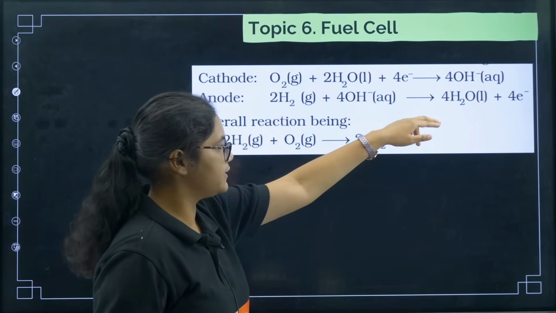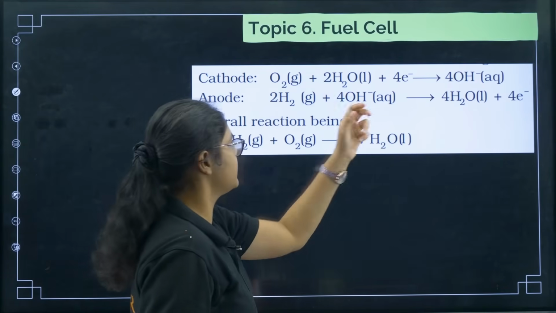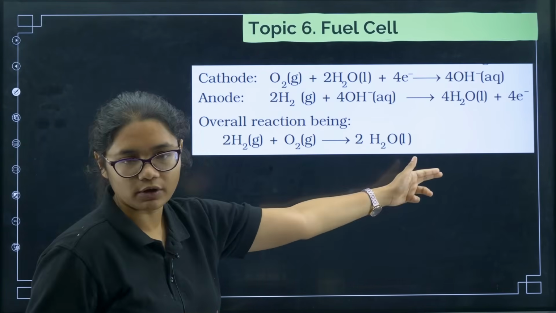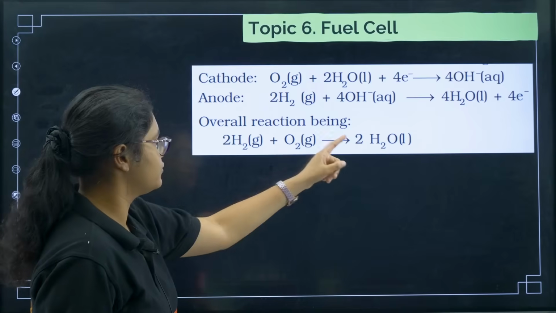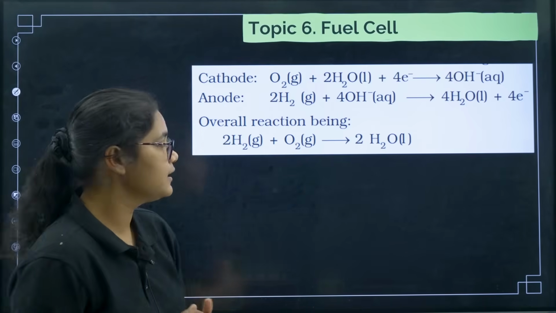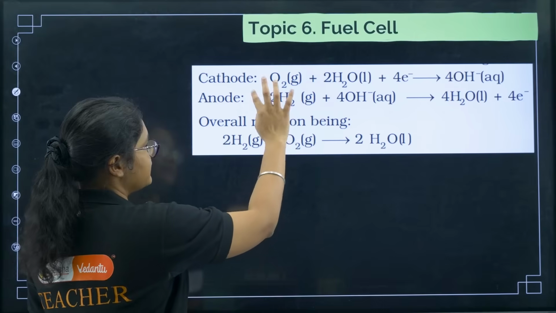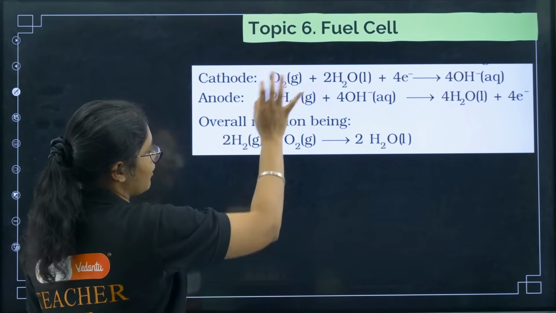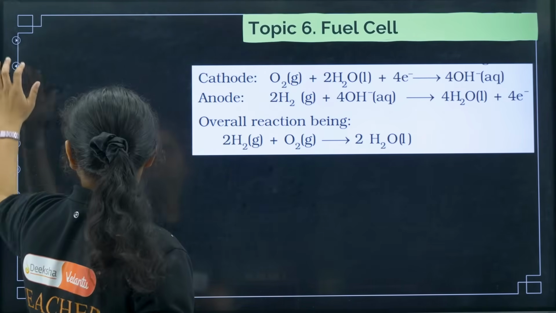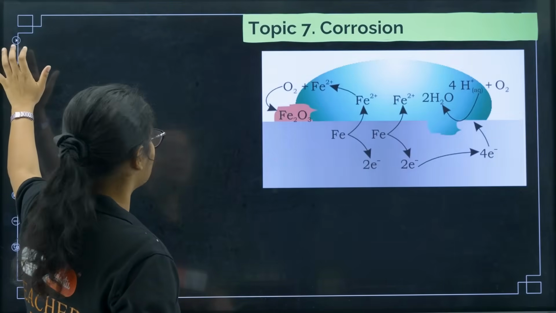Anode is here, that is where loss of electrons is taking place. Hydrogen is getting converted to water. Now if you add these two reactions, we will have H2 plus O2 giving H2O. So please remember, at the anode there is oxidation of H2 and at the cathode there is reduction of O2. Okay, fine. Next we'll talk about corrosion.